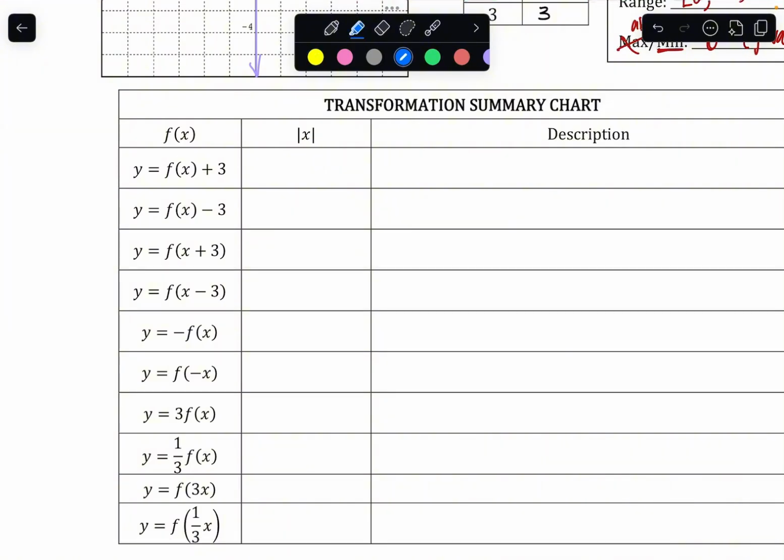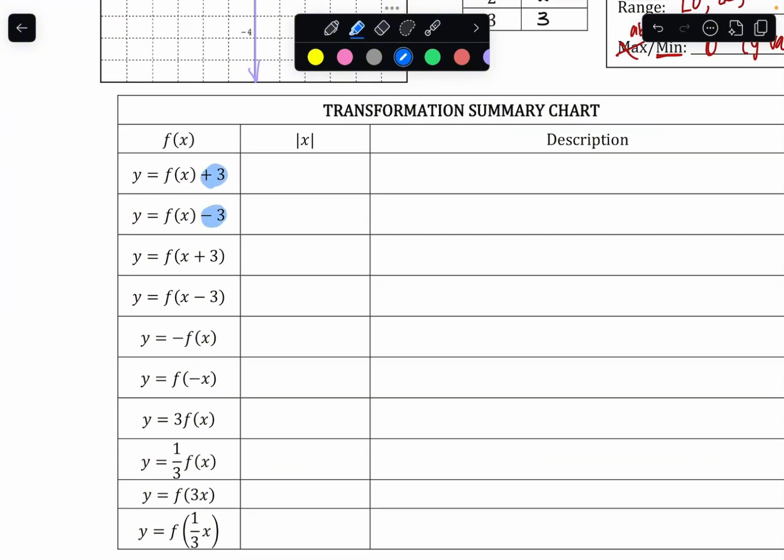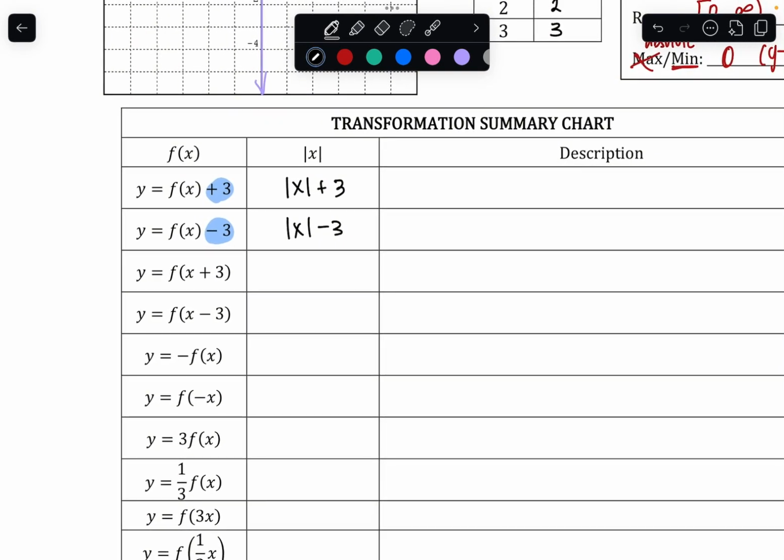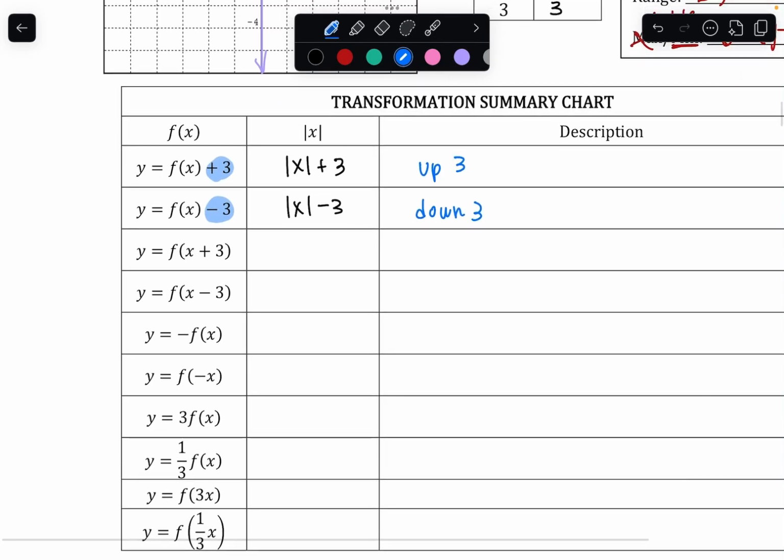If you see a plus or minus number outside the function, so outside the parentheses, and for the absolute value function, you're going to see it outside the bars. Outside the parentheses means outside the bars, outside the function. This is going to move you vertically. If it's +3, it's going to move you up 3. If it's subtracting 3, it's going to move you down 3, which makes sense. You're adding and subtracting a value to the output.